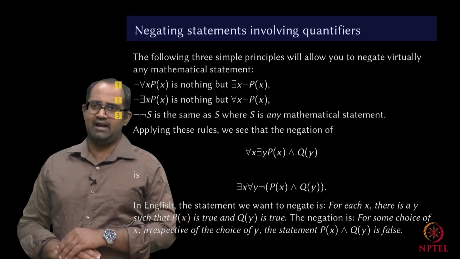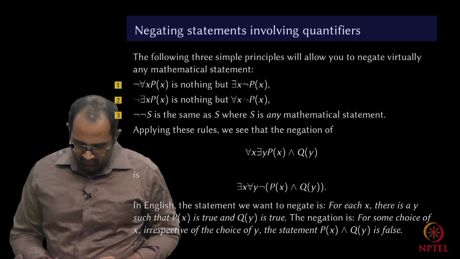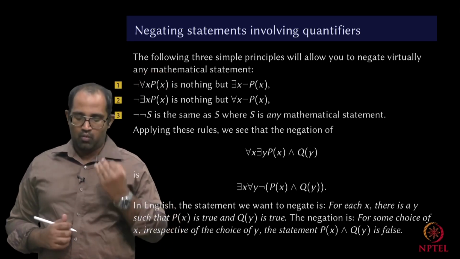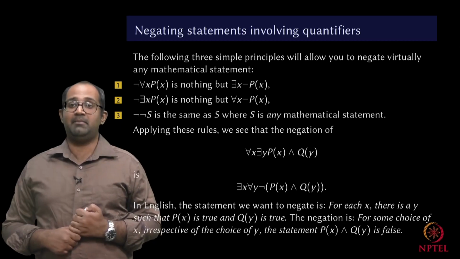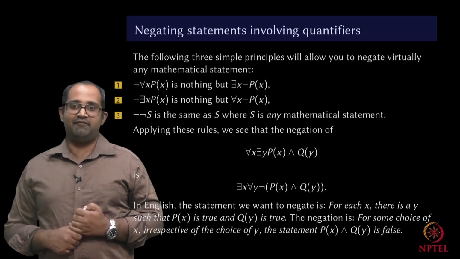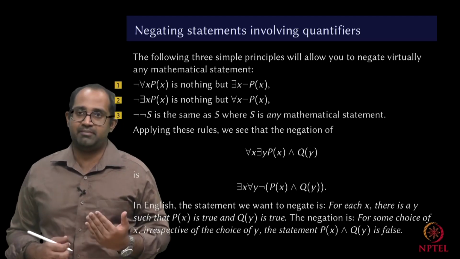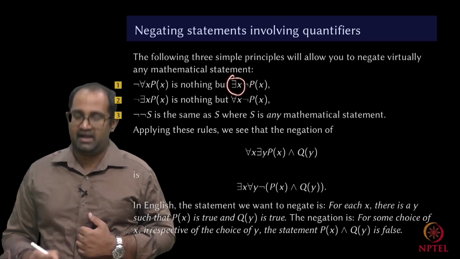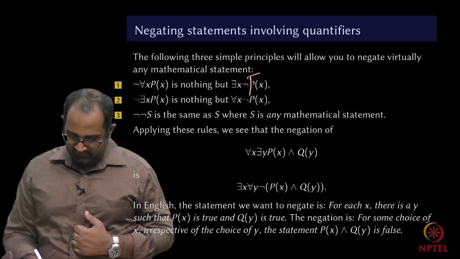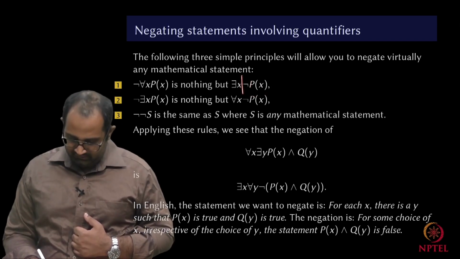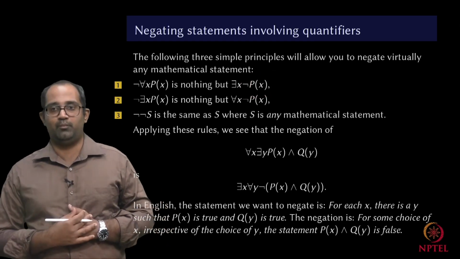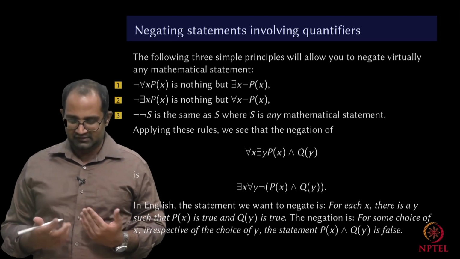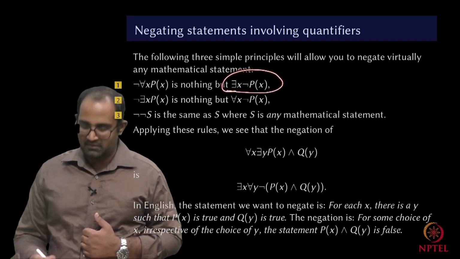Okay. Why is that? Well, let us think about this. For each x P of x to be true means that no matter what x I substitute, the statement P of x naught should be true. When will the statement for each x P of x be false? Only if for some particular choice of x, the statement P of x is false. In other words, the statement negation P of x is true, right. So, the negation of for all x P of x is nothing but there exists x negation P of x.